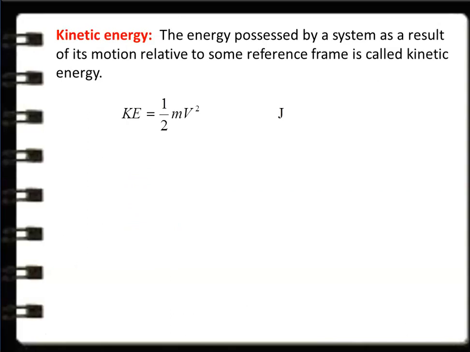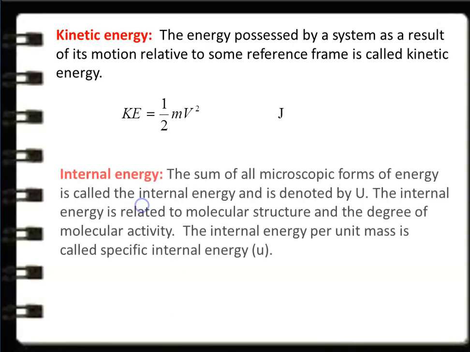And kinetic energy, the energy possessed by the system as a result of its motion relative to some reference frame is called kinetic energy. So when the object is moving with a certain speed or velocity, then the object possesses kinetic energy. The kinetic energy is measured as 1 by 2 mV squared, where m is the mass of the body, and V is the velocity of the body.